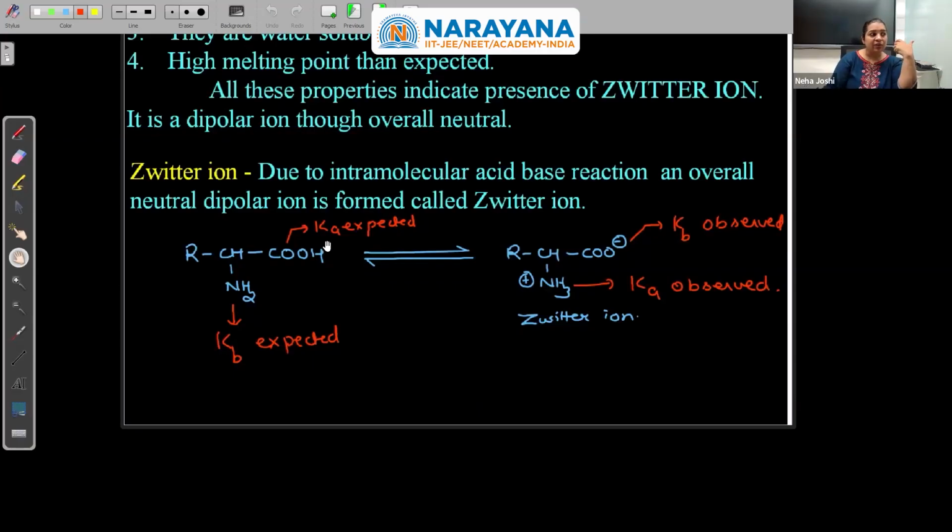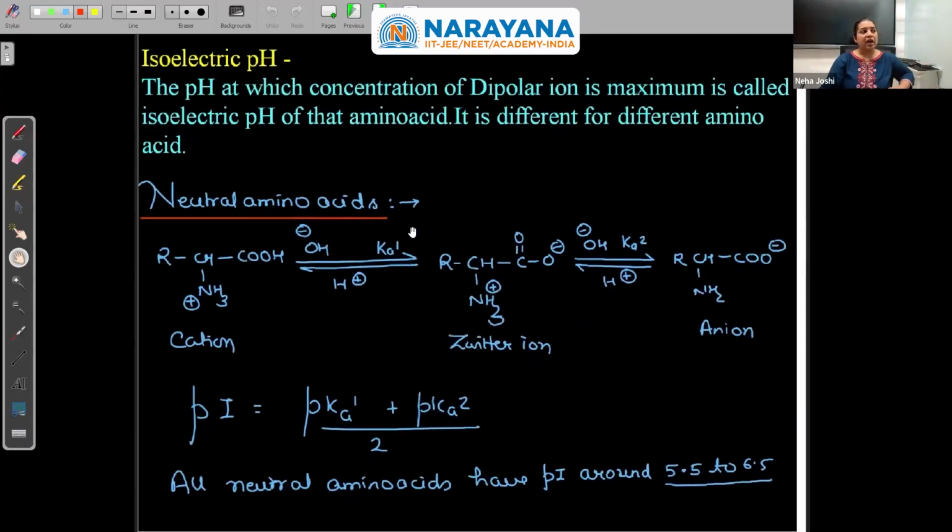So entirely different thing. I was expecting K of carboxylic acid, I am getting K of conjugate acid of NH2. I was expecting Kb from NH2, I am getting Kb of conjugate base of COOH. So which is very, very different. And therefore, we got a hint that the things are not what we are seeing, that okay, it is not just COOH and NH2, something else is there. And there we come to something called zwitter ion and then isoelectric pH.